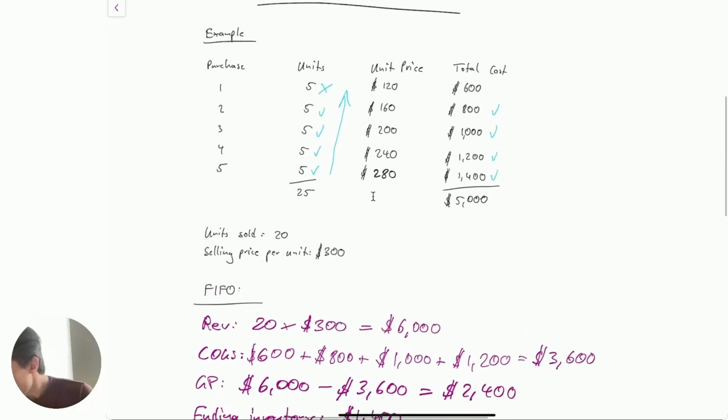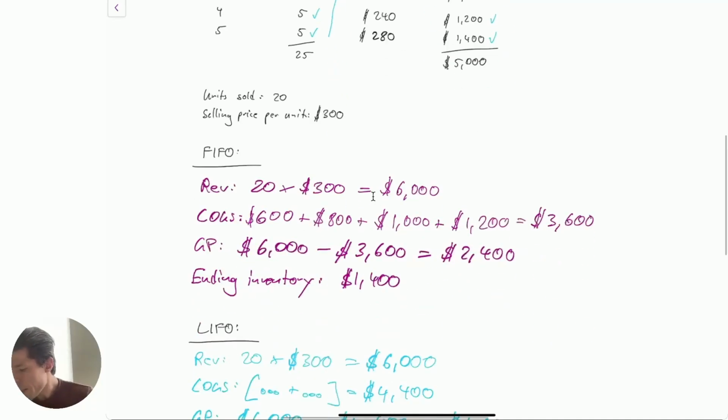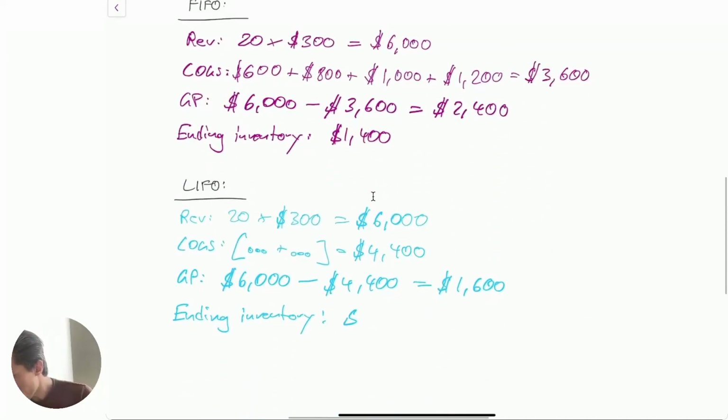you can see, which is this one. Those very old units remain on your balance sheet. Your ending inventory is 600.